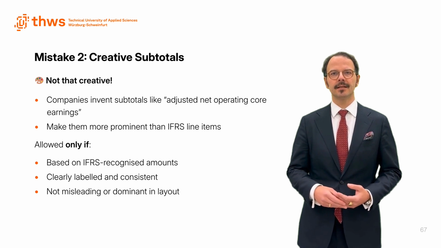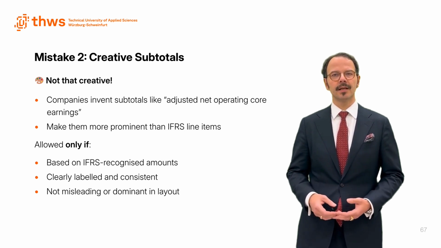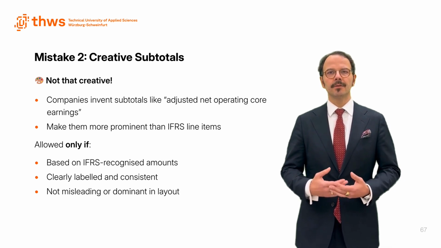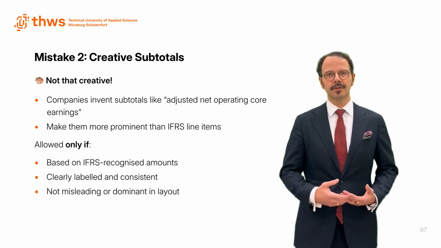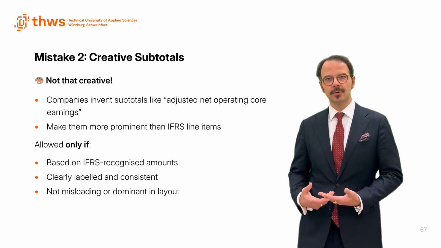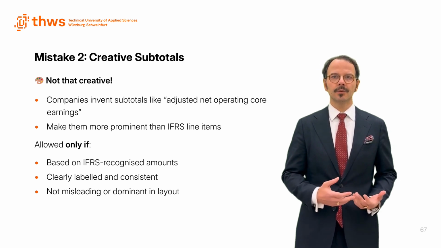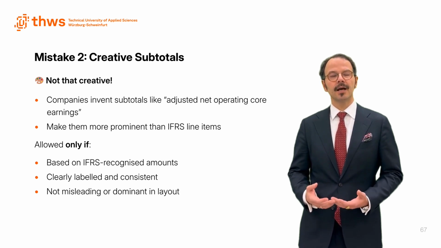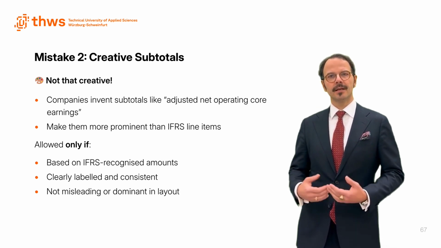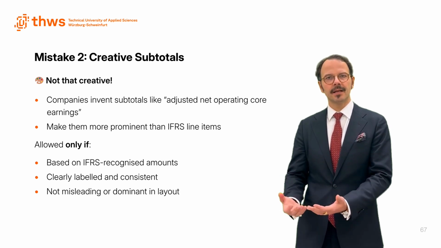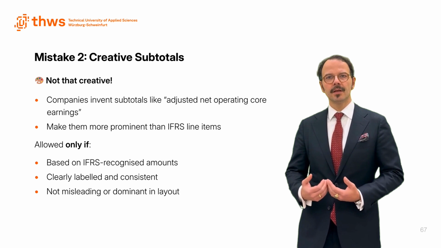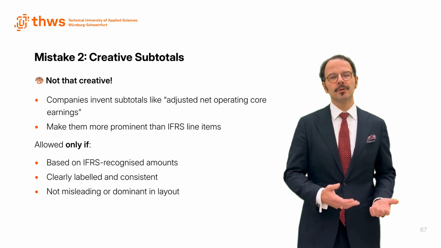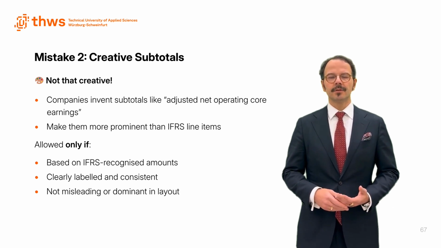Now this one's sneaky. Some companies create their own subtotal like adjusted net operating core earnings. Catchy, right? They present it before profit, in bold, in red, with sparkle emojis. Okay, maybe not emojis, but still, it's made to look like the real result. IAS 1 says custom subtotals are allowed, but only if they're built from IFRS recognized items, clearly labeled, not misleading, and not more prominent than official subtotals. So yes, you can show EBITDA, but not as the star of the show.